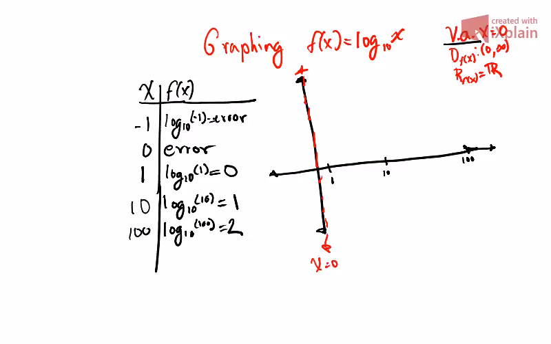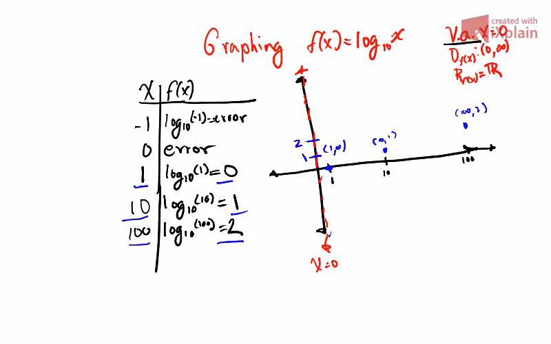And now you have a point at 1, 0. So 1, 0, you have this point. Then you have another point at 10, 1. We'll call this 1, we'll call this 2. So at 10, 1, this point is 10 along the x, 1 at y. And then when x equals 100, when your input is 100, the output is going to equal 2. So you have another point right here, and that is 100, 2.